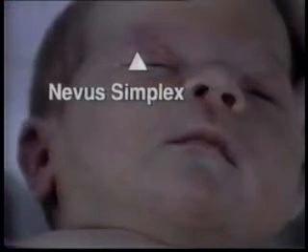A nevus simplex, commonly called a stork bite, is a pink macule seen on the upper eyelids, the glabella, and the nape of the neck. They are composed of distended capillaries and generally fade over time. A Mongolian spot is a gray or bluish discoloration of the skin seen commonly in African American, Oriental, and Hispanic infants. They may fade with time.